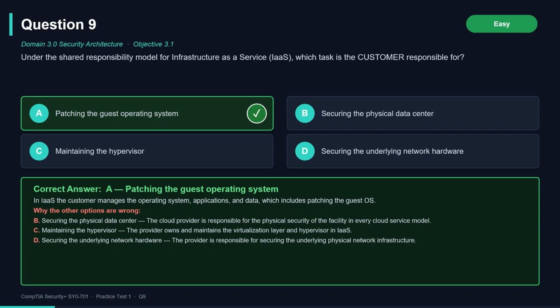Now, why the other options are wrong? Securing the physical data center is incorrect. The cloud provider is responsible for the physical security of the facility in every cloud service model. Maintaining the hypervisor is incorrect. The provider owns and maintains the virtualization layer and hypervisor in IaaS. Securing the underlying network hardware is incorrect. The provider is responsible for securing the underlying physical network infrastructure.